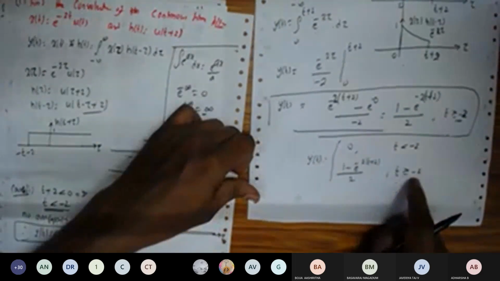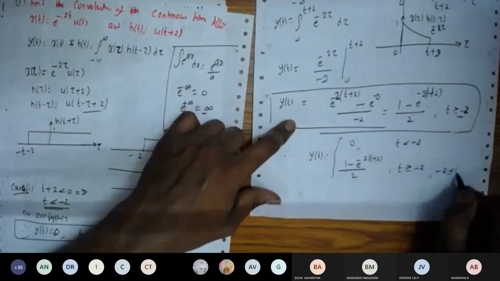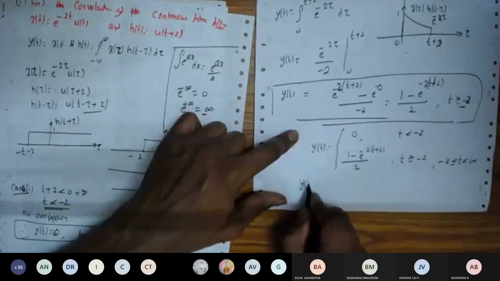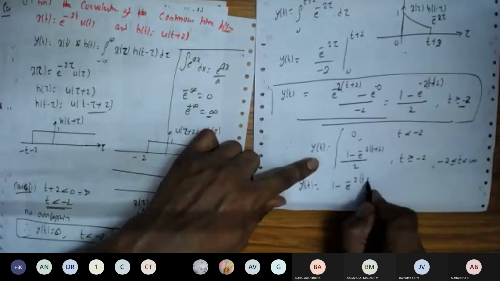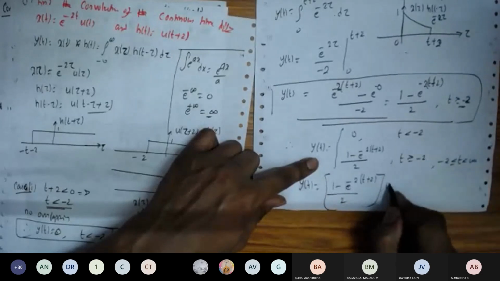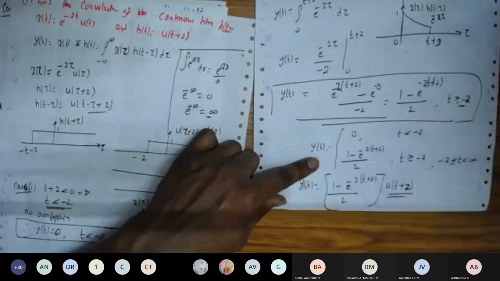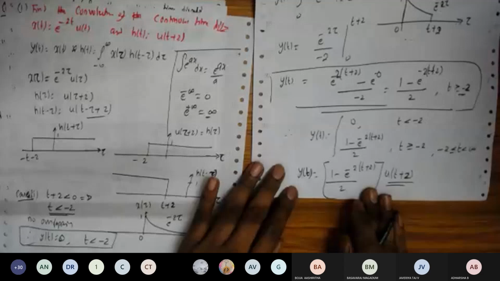So u of t greater than or equal to minus 2 means it can take the value for minus 2 less than or equal to t less than infinity. So this will become u of t plus 2 here. So y of t is equal to 1 minus e to the power of minus 2 into t plus 2 divided by 2, and this entire thing can be multiplied by the unit step function u of t plus 2. Done.